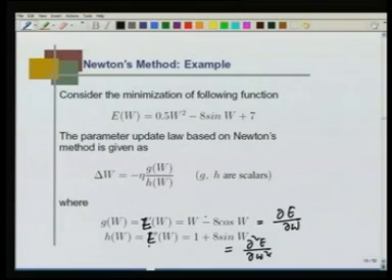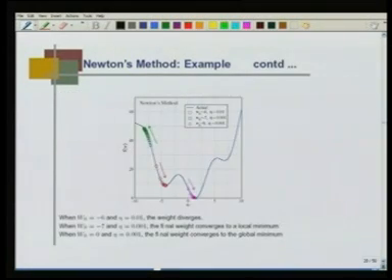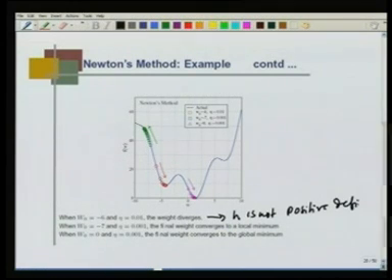And using this, if you update, you see that for some initial condition when w naught is minus 6 and eta is 0.01, the weight diverges. That is because H is not positive definite. So, in this case H is not positive definite. Okay. So, H is a scalar here, as obviously it is not greater than 0, it is a negative quantity.